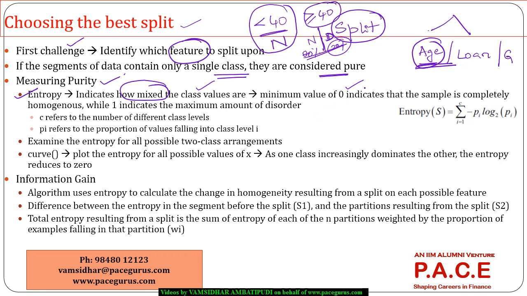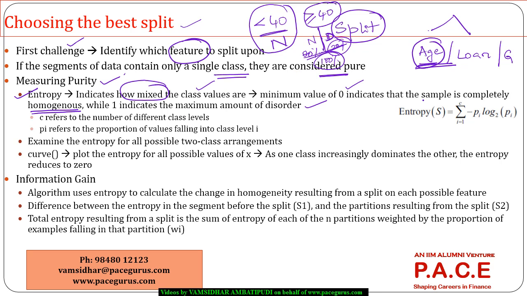If the minimum value is 0, then the entire sample is pure. The split is pure, meaning it is a completely homogeneous class. All the values in that class are homogeneous, like 100% of them belong to the same group, either no default or default. One indicates maximum disorder, so the values are completely heterogeneous.